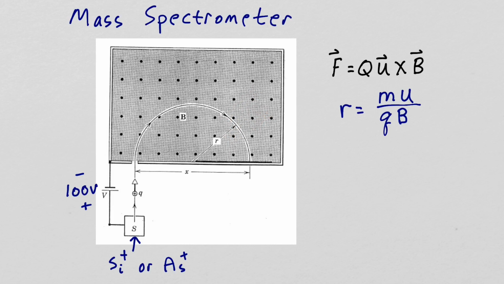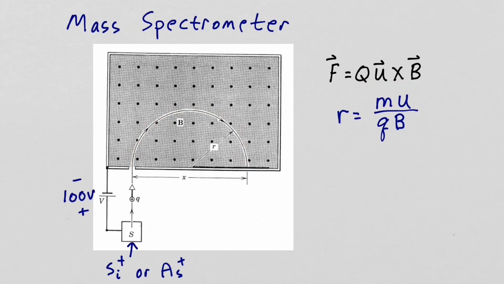Now, once in that region, the force due to qu cross B will have them move in a circular motion. The radius of this circle is given by mu over qB. So if we know the velocity, the charge, and the magnetic field, from a measurement of the radius, we can determine the mass of the particle.